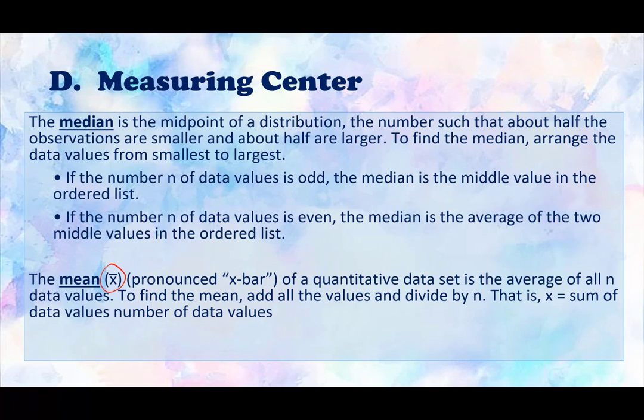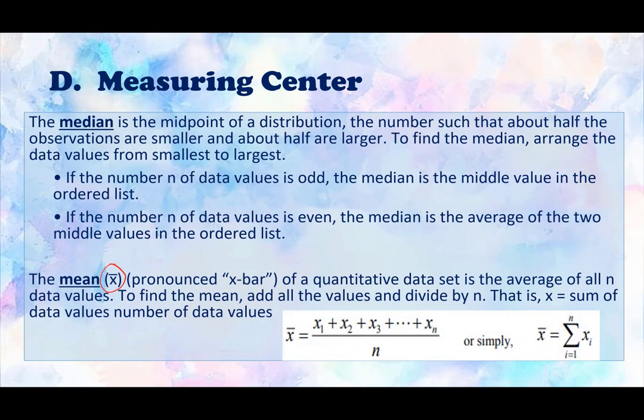So to find the mean, what we're going to do is add all the values and divide by n. That is, x bar is the sum of the data values over the number of the data values. So we have this formula where we take every individual data point, add them all up, and divide by the total number of data values that we have. Or, in a more mathematical way, x bar is equal to the sum of all the data values divided by n. Make sure you write this in your notes.